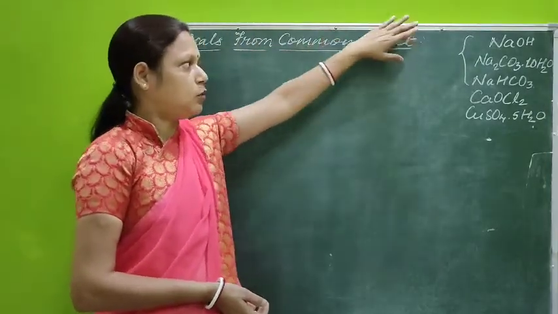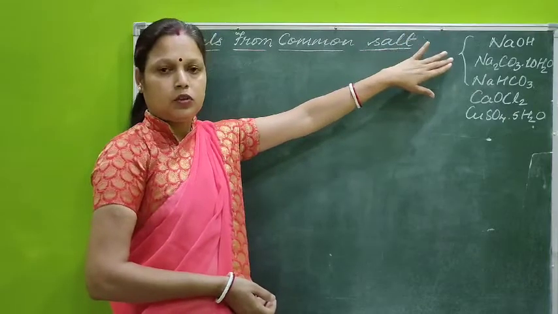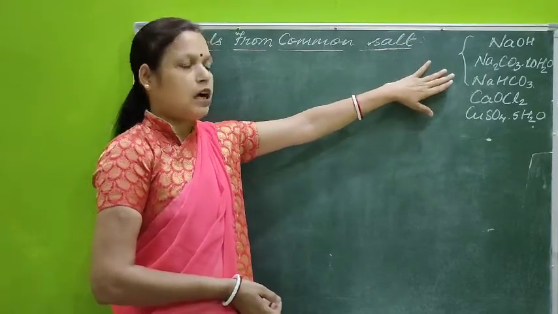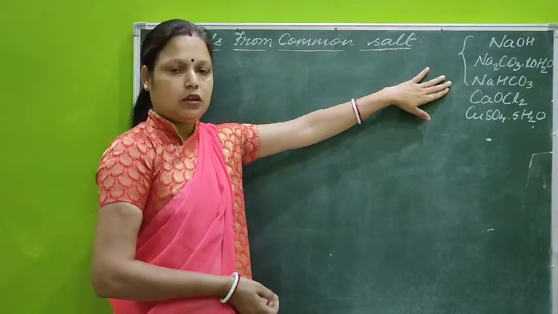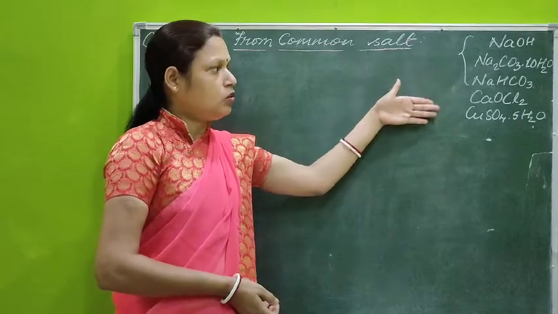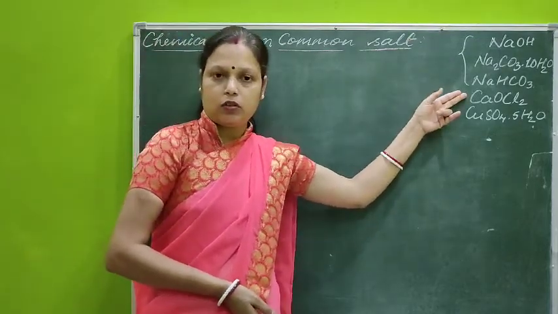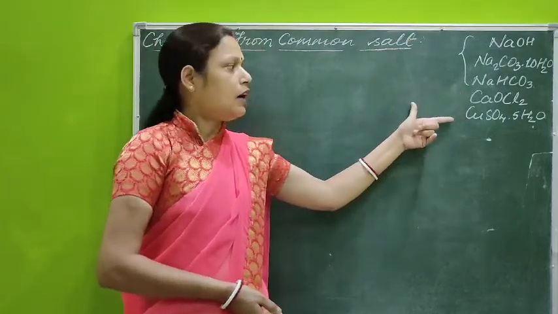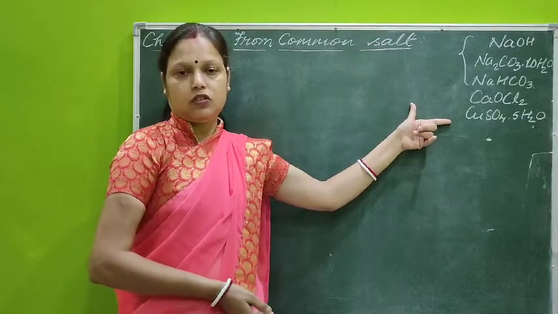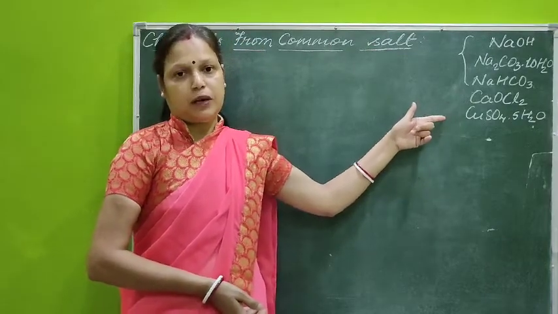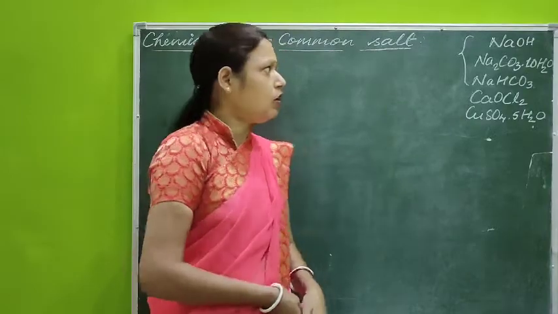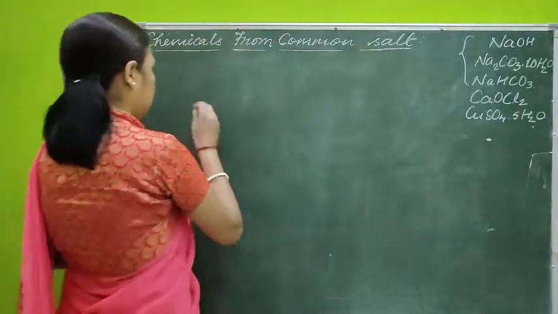Basically, we have to discuss sodium hydroxide, sodium carbonate decahydrate, and sodium bicarbonate. Other than that, we have to discuss two more salts: calcium oxychloride, also known as bleaching powder, and copper sulfate pentahydrate, which is also known as plaster of Paris. So let us start. First of all, we will see sodium hydroxide.